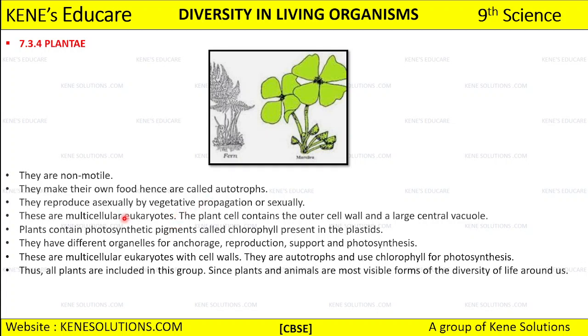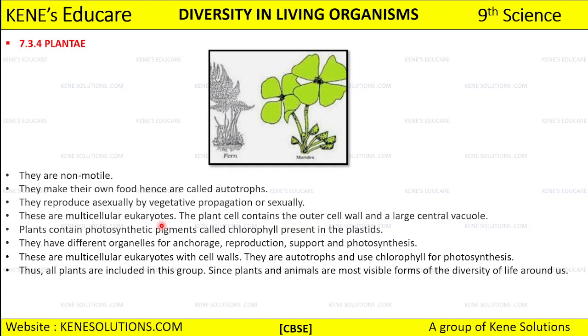Plants are multicellular eukaryotes. Plants are made up of many cells, that is why we call them multicellular. The nucleus is well developed, that is why they are called eukaryotes as well. Plants also have a cell wall as well as a large central vacuole.